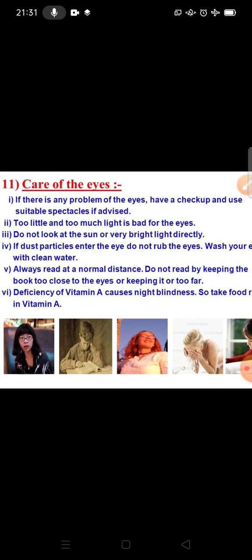If there is any problem with the eye, have a checkup and use suitable aids if advised. So these are some preventive measures you can take for your eyes, because the eye is a very valuable sense organ for all of us. Okay, so I hope you understand this.